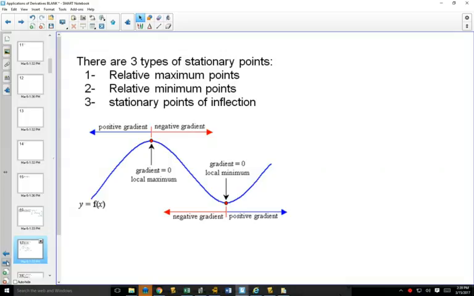Now, for maximums and minimums, what happens at that stationary point is your derivative changes. Does it make sense that any point on this side of your maximum has a positive slope, and any point after that maximum has a negative slope? So if your slopes change from positive to negative, you'll have a maximum. And if they change from negative back to positive, you'll have a minimum.